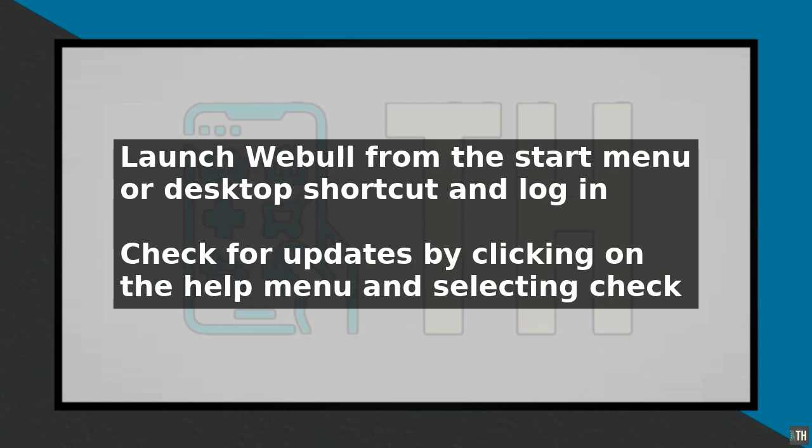It is also a good idea to check for any updates after installing Webull. To do this, click on the Help menu and select Check for Updates. This will ensure that you have the latest version of the app with all the latest features and security patches.